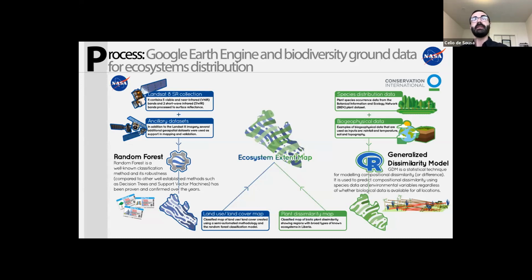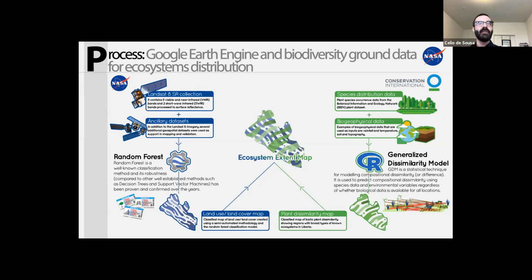On the Conservation International side, they focus on different data sets, but some of them can also be derived directly or indirectly from all those sensors orbiting our planet. So in that case, they use species distribution data sets and also biogeophysical data sets, such as rainfall. They also use air temperature data sets, soil and topography as inputs to a generalized dissimilarity modeling approach, or as we call it, GDM. So the GDM is a technique that will use all these different data sets to predict plant similarity within the area of study, which in this case is the country of Liberia. And then we'll transform this information into a discrete map with broad types of ecosystems.